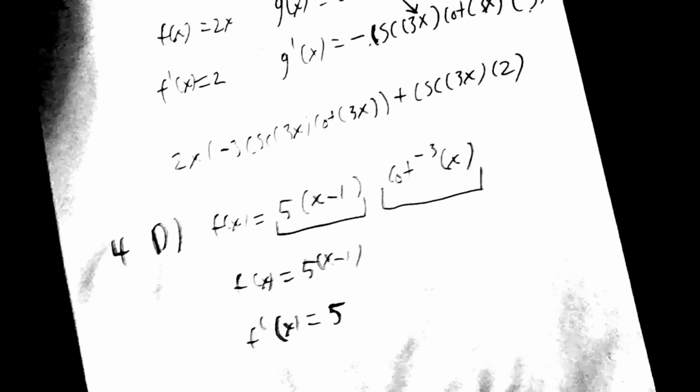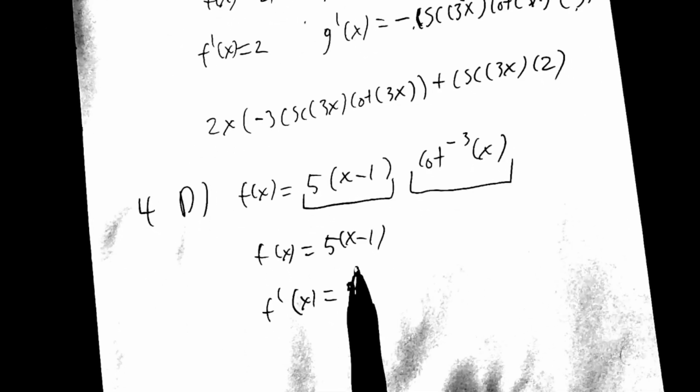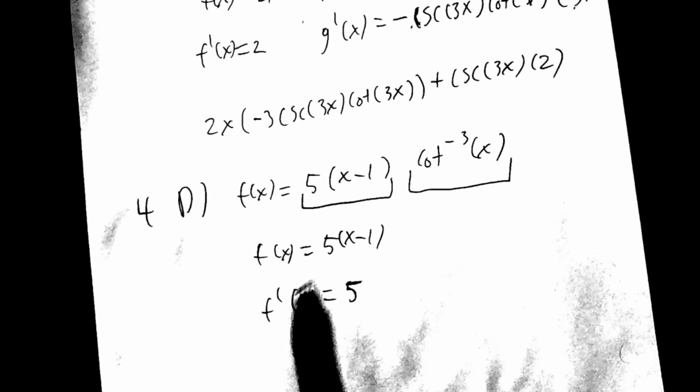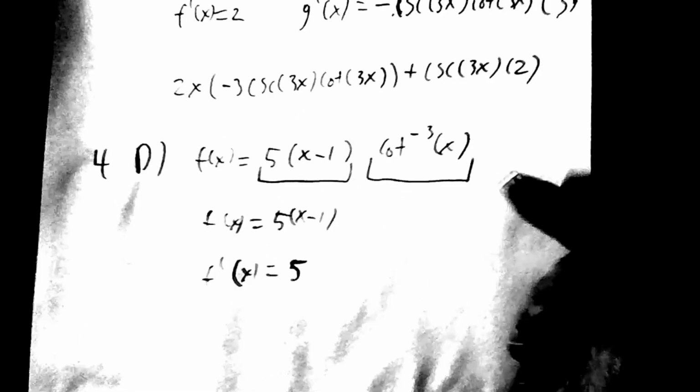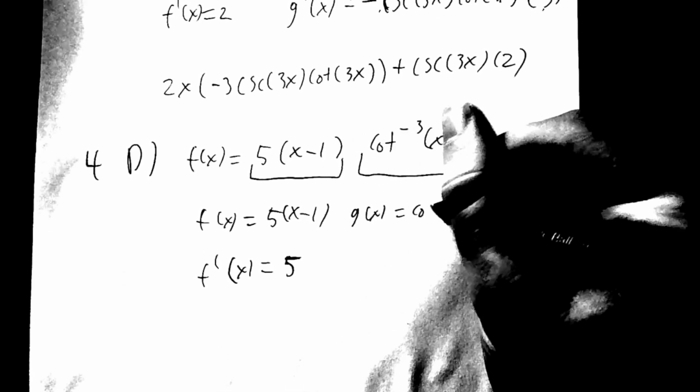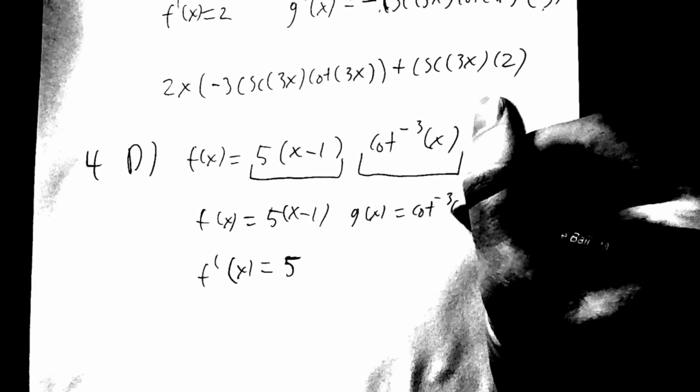I mean, you can get that multiple ways. You can just say the derivative of x is 1, and then you multiply with a constant out front, or you could do 5 times x. This is 5x minus 5. The derivative of that is 5. Either way, it's fine. g of x is cotangent to the negative third x.